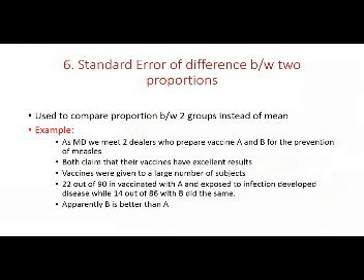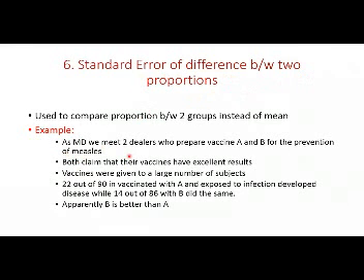Next is standard error of difference between two proportions. This is used to compare proportions between two groups instead of means. In quantitative research, we compare two means, while in qualitative research, we compare two proportions. Now, if we want to compare two proportions, we will use standard error of difference between two proportions.